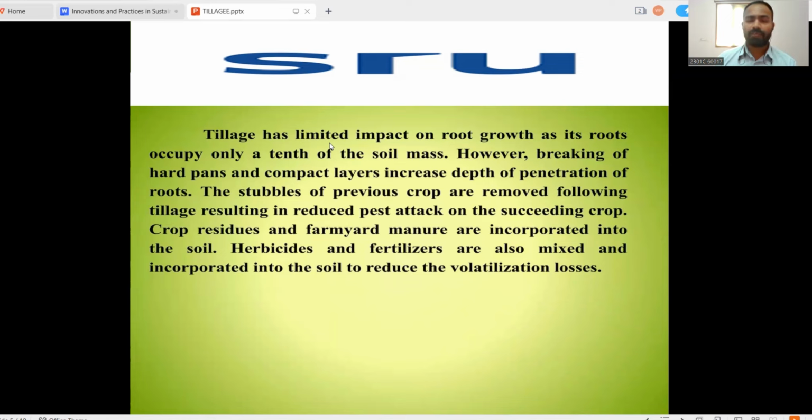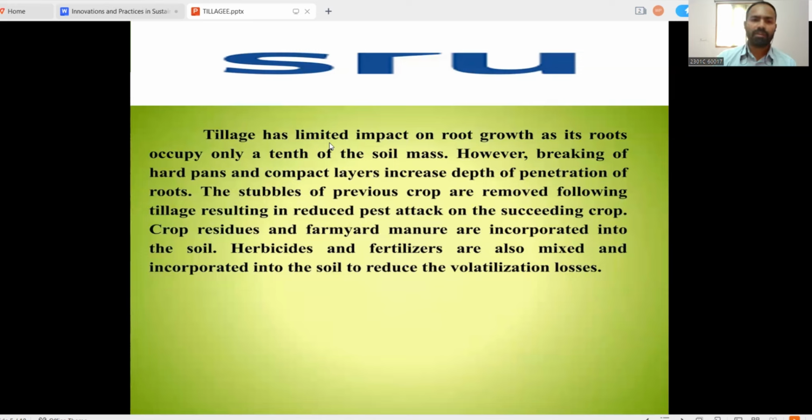Okay, we are making very fine soil for what? Shallow root type crops, and for deep ones, we are keeping it bold. Right. So that is how it will affect. The stubbles of previous crops are removed following the tillage, resulting in reduced pest attack of succeeding crops. Crop residues and farmyard manures are incorporated into the soil. Herbicide and fertilizers are also mixed and incorporated into the soil to reduce the volatilization process.